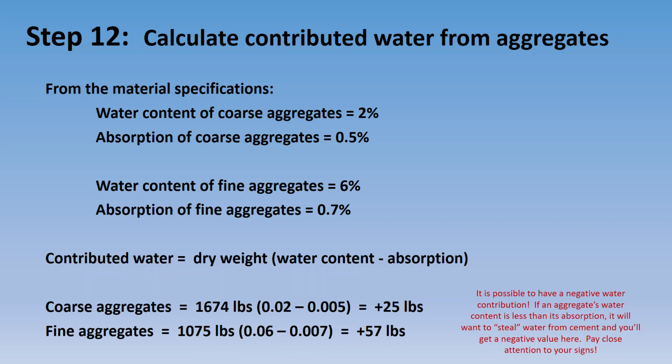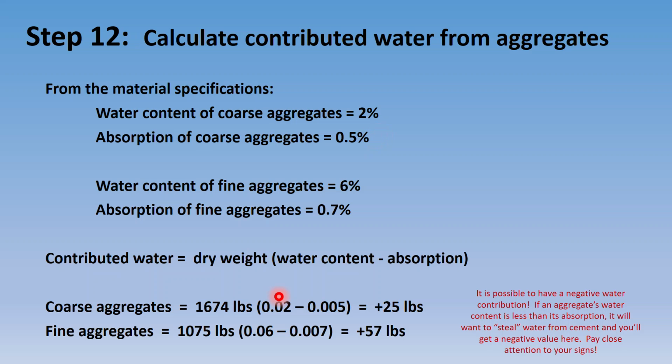Now, contributed water doesn't have to be a positive value, right? And I put that here in this red note. You can end up with a negative number here. If the current moisture content of your rock was 0, so if it was oven dry, bone dry, but it had an absorption value of 0.5%, it's going to act like a sponge. It's not going to be contributing water. It's going to be stealing water.